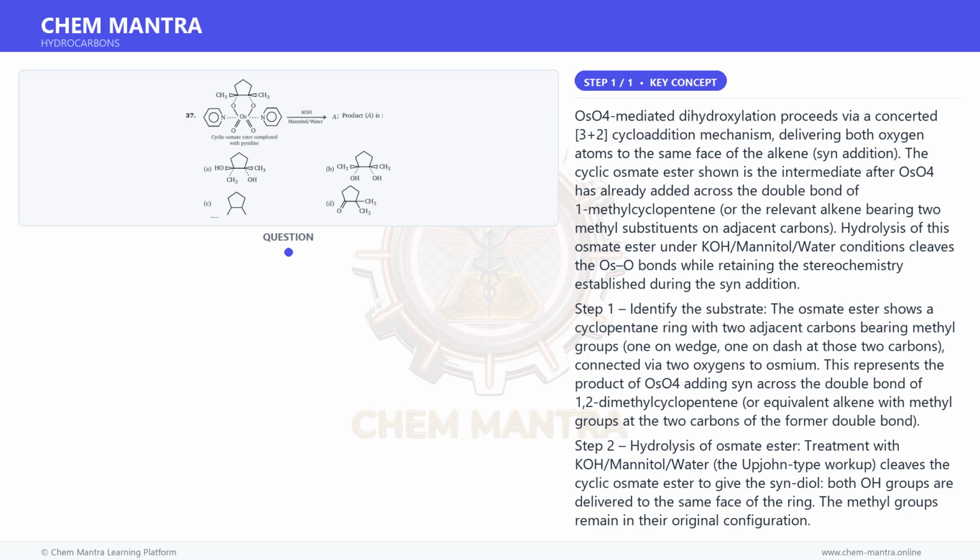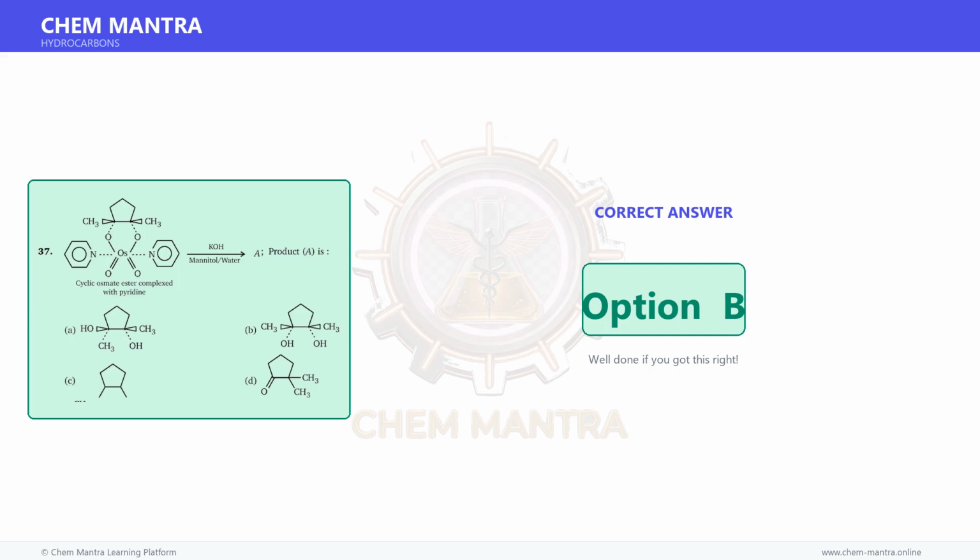Eliminated. Option D shows a ketone, cyclopentanone with gem-dimethyl. This would arise from oxidative cleavage, not simple hydrolysis. Eliminated. The syn dihydroxylation product from hydrolysis of the cyclic osmate ester is the cis diol shown in option B. Therefore, the correct answer is option B.